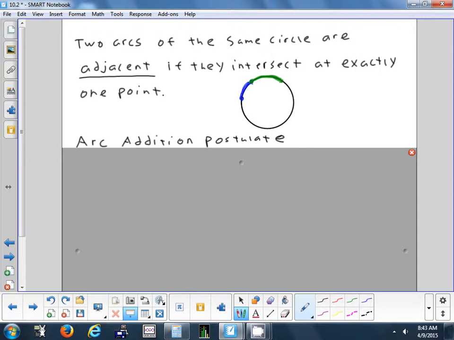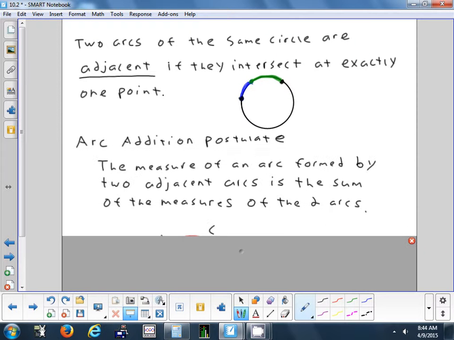How do you think you'd find the length of the arc in blue and green, say from this endpoint to that endpoint? How would you find the length of that whole arc if you knew the length of the blue one and the green one separately? You'd add them together. Okay, this is the arc addition postulate. We've had segment addition postulate and angle addition postulate. This is exactly the same idea, except it's for arcs. The measure of an arc formed by two adjacent arcs is the sum of each arc.